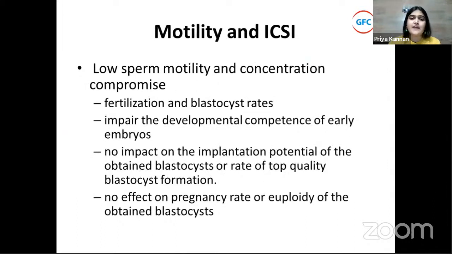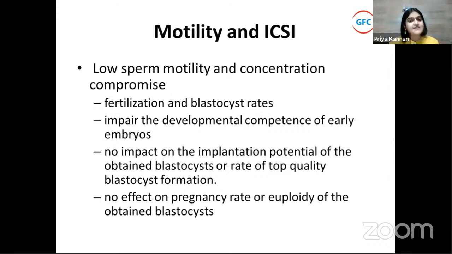Low sperm motility and concentration do compromise fertilization and blastocyst rate, even if the fertilization methodology used is ICSI. It impairs the developmental competence of early embryos, but it has no impact on the implantation potential of the obtained blastocyst or the rate of top quality blastocyst formation. It has no effect on the pregnancy rate or euploidy of the obtained blastocyst.